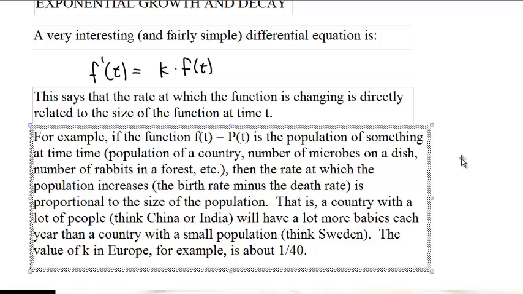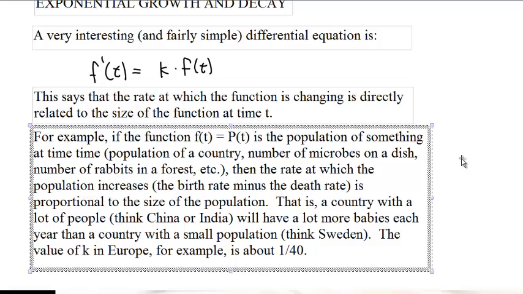The population of a country, the population of microbes on an agar dish, the number of rabbits in a forest, or something like that. What we're saying is that the population increase, which would be the birth rate minus the death rate, is proportional to the size of the population. So if you have a country with a lot of people, like China or India, there will be a lot more babies each year than a country with a small population, like Sweden.